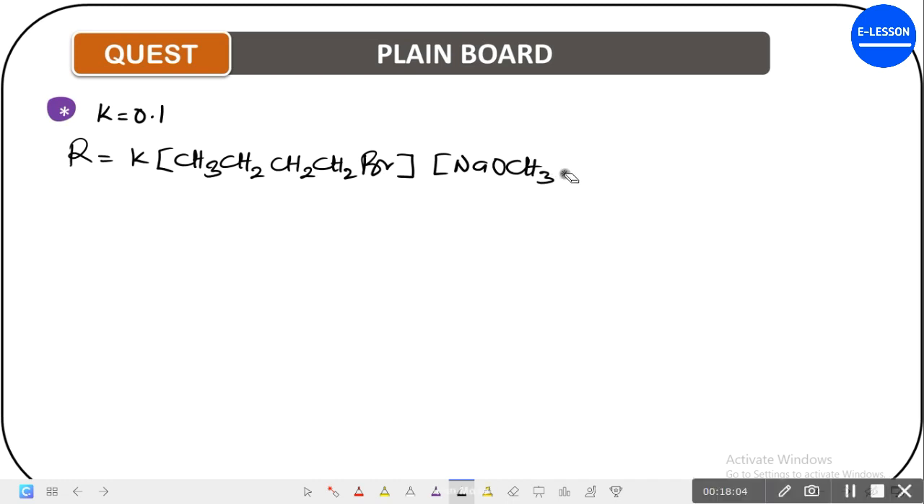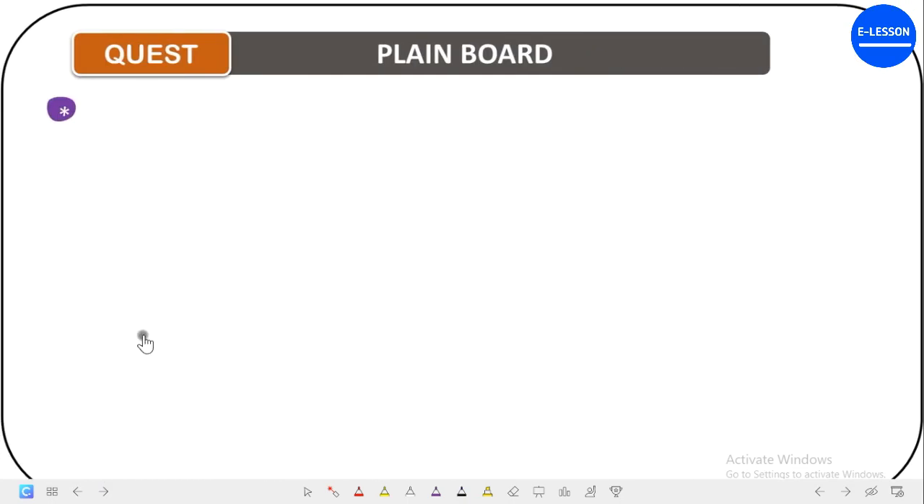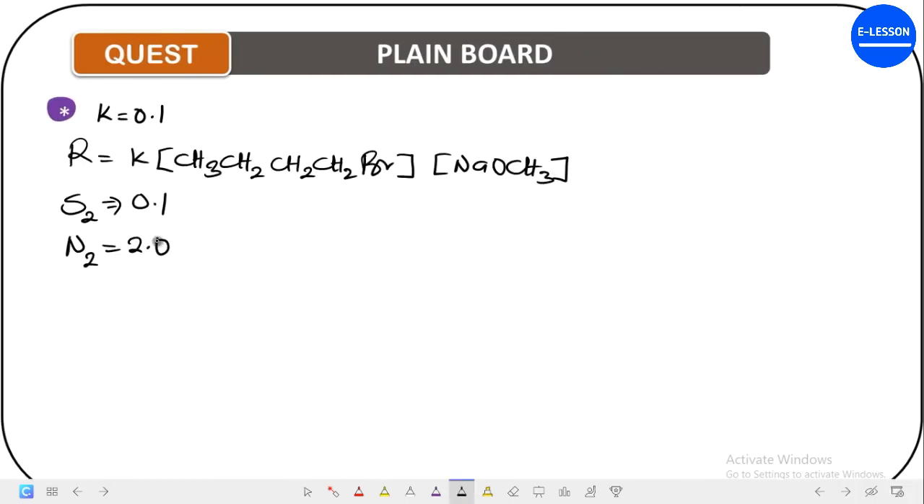All right. So at the end of the day, our concentration of bromobutane given, which is S2, the second substrate, is 0.1. Our N2, which is the second nucleophile, is 2.0. So that at the end of the day, the rate will be equal to, in place of K, we'll put 0.1 times, in place of this S2, we'll put 0.1 again, times, in place of sodium ethoxide, we'll put 2.0. And then our rate will be 0.1 times 0.1 times 2.0. That will give us 0.02.